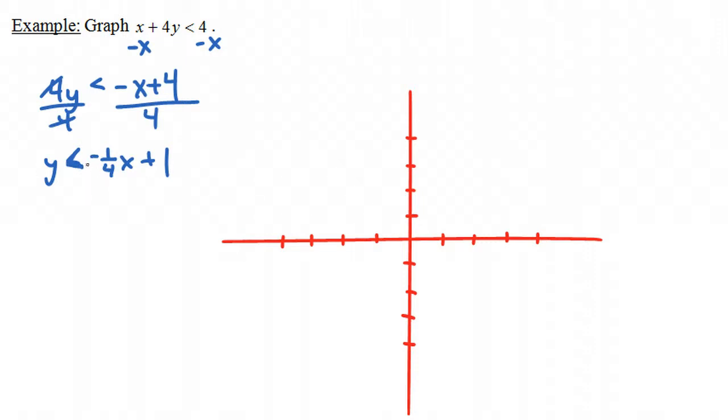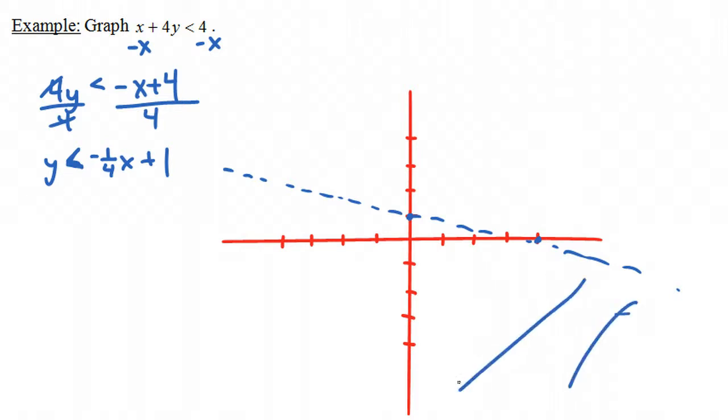Now, if we graphed y equals negative 1/4 x plus 1, that would have a y-intercept of 1 and a slope of negative 1/4. That means if I ran to the right 4, I would go down 1. Okay, so you can draw in this line. Now, I'm going to draw it in as a dashed line, and the reason is because we don't have the or equal to here. And we're going to shade below this line.